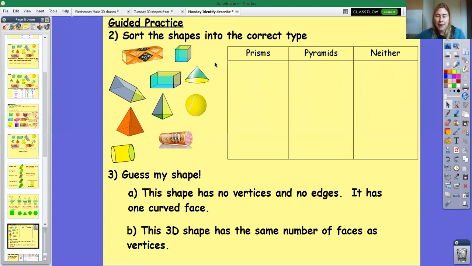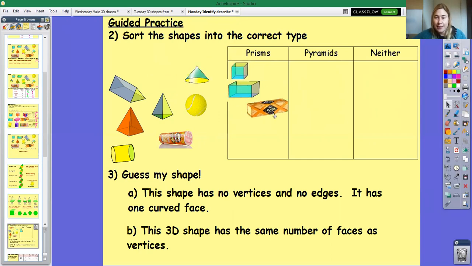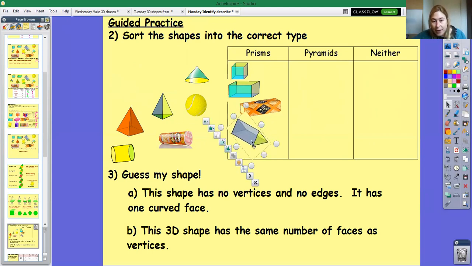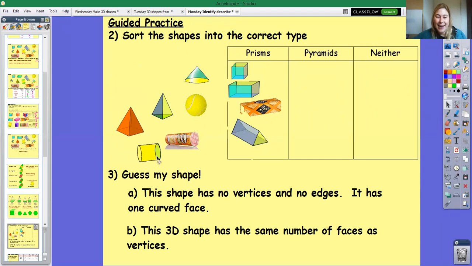So let's look for the prisms first. We're looking at those opposite end faces that are the same and those rectangular faces in between. So I can see the cube, I can see the cuboid. There's my Jacob's crackers. That's another cuboid. I can see a triangular prism as well. I think that's it. Now let's look. The cylinders are the ones that are misleading. They have got faces that are the same at either end, but they don't have those rectangular flat faces. We've got the curved faces, so I'll put those in the neither column.